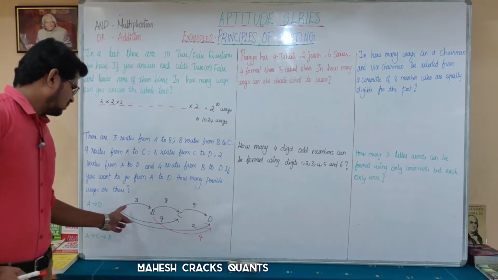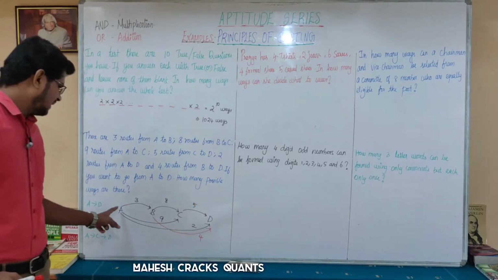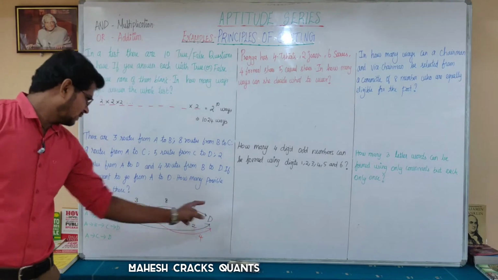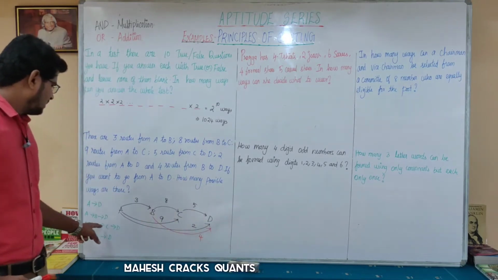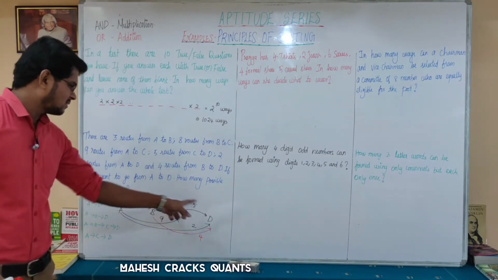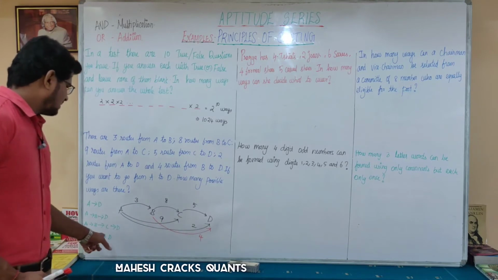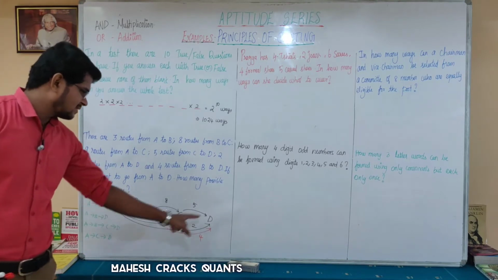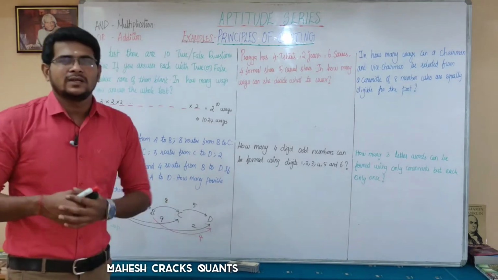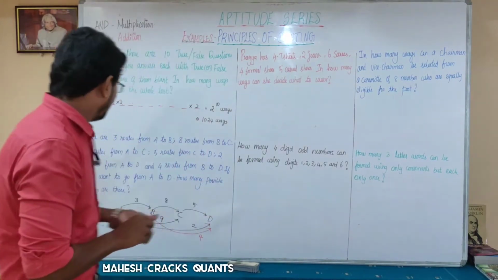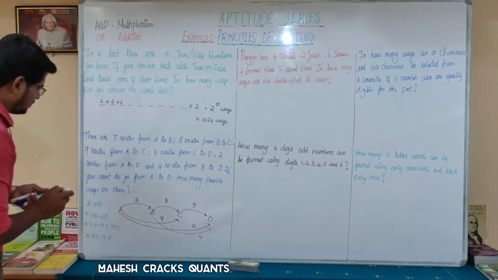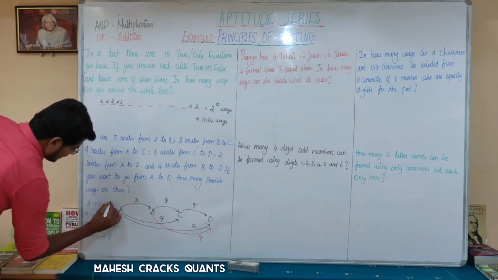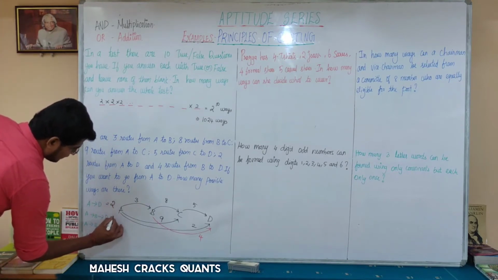First one, A to D directly. After that, A to B and then B to D. Next, A, B, C, D: A to B, B to C, C to D. And A, C, D: A to C directly and then C to D. So that's all, the 4 choices. A to D, how many routes are there? There are 2 routes. Am I right?